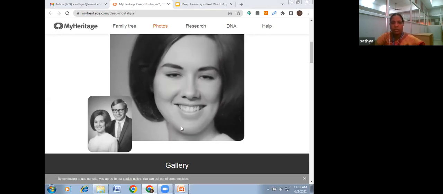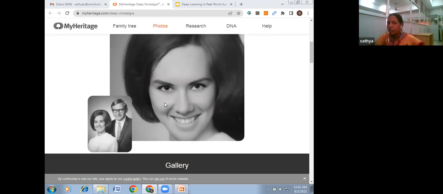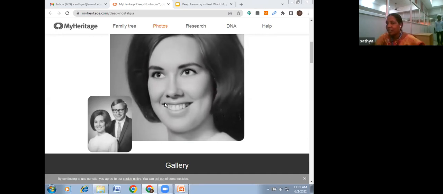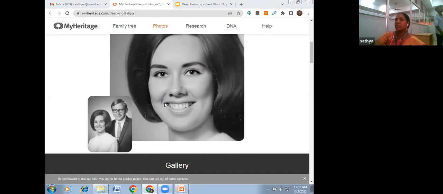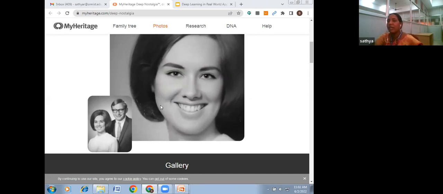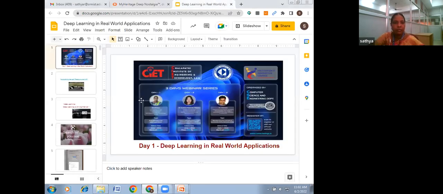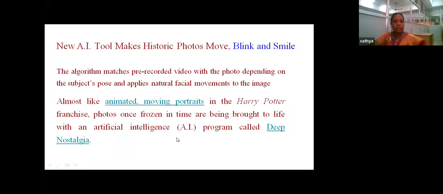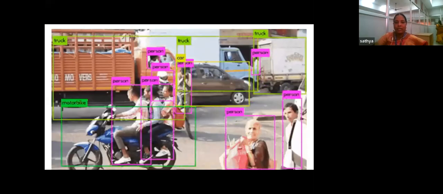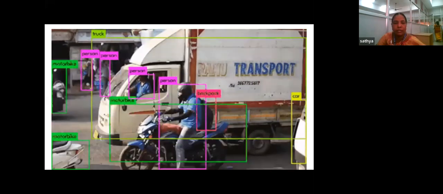What is this about? Even though the people are from the past, you can get them to smile. You can just give life to them, at least in videos. That is what our nostalgia is about. This is also one of the main applications of deep learning, blink and smile. You can make historic photos into blink and smile mode. Just imagine how you can get them back. This is the most interesting topic I wanted to discuss.